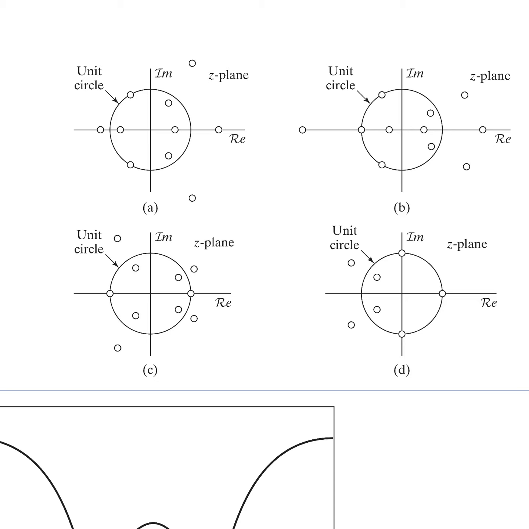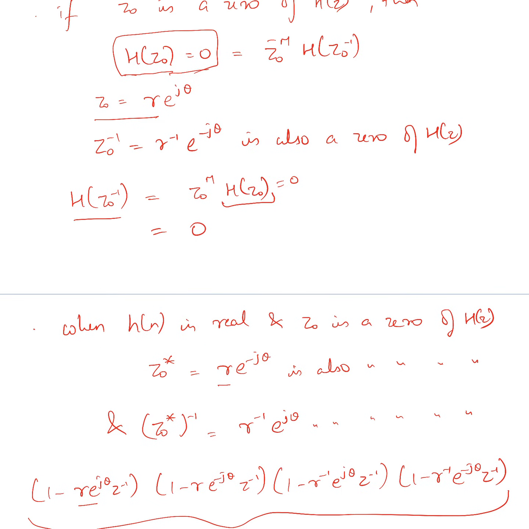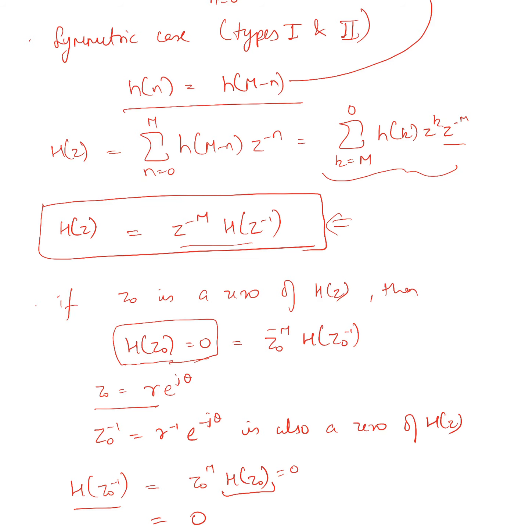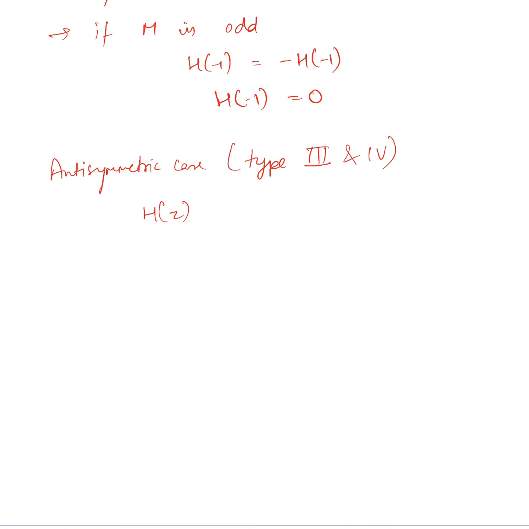Now, talking about the anti-symmetric case, which are basically type 3 and type 4 FIR linear phase systems. By using the same approach, where we put this equality, in that case we would have the anti-symmetric, and by putting that equality we will get that H(z) is equal to minus z raised to the power minus M and H(z inverse). Oh, sorry, it would be only z inverse.